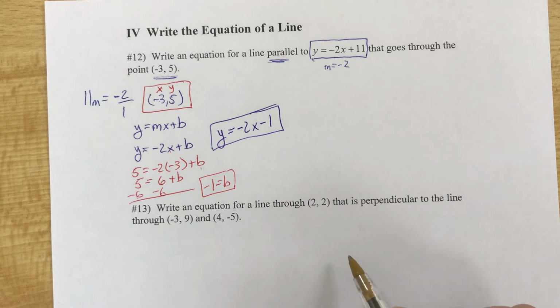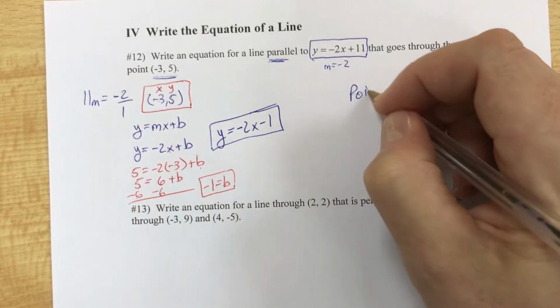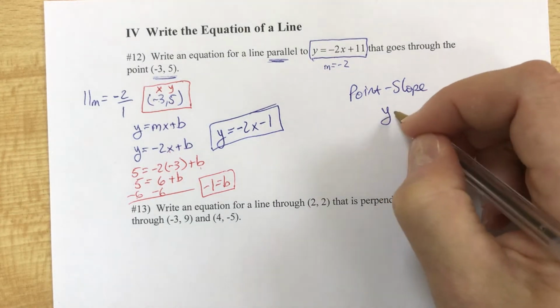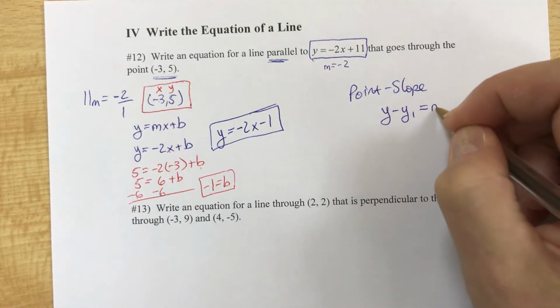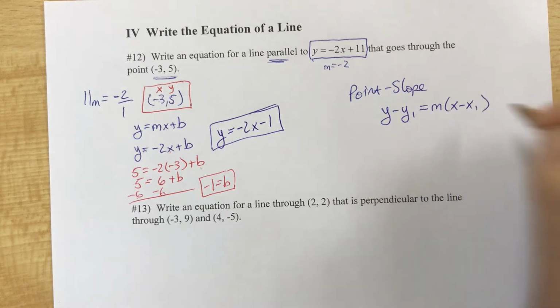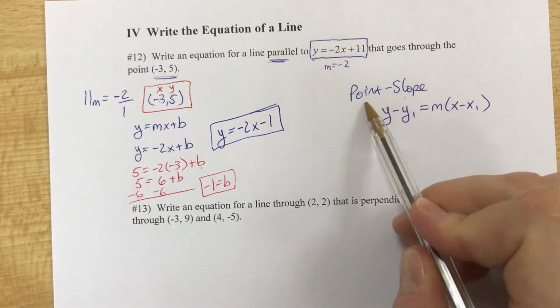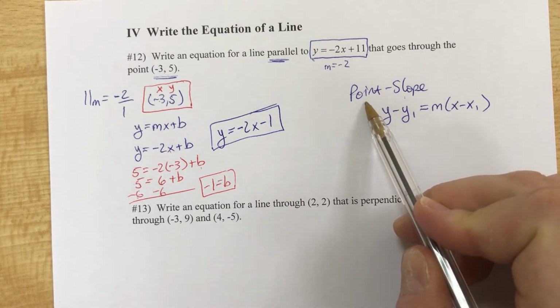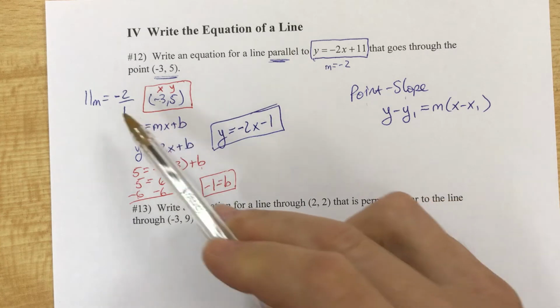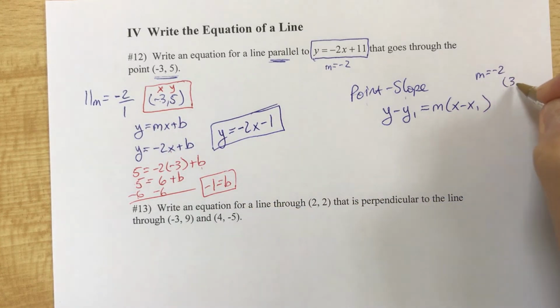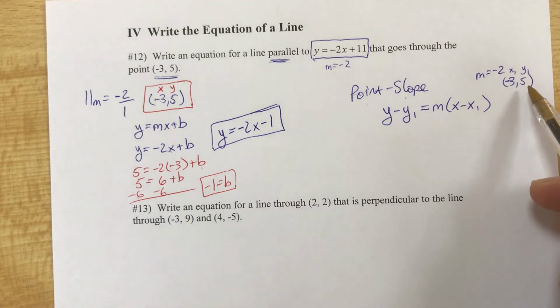There's actually an easier way to do this though. There is a different way of writing a line called point-slope, which is y minus y sub 1 equals m times x minus x sub 1. This is great if you know the slope and you know a point to start from. In this case, we know the slope was negative 2, and we know the point is negative 3, 5. Negative 3, 5 would be my x1 and my y1. That's how I would look at it.